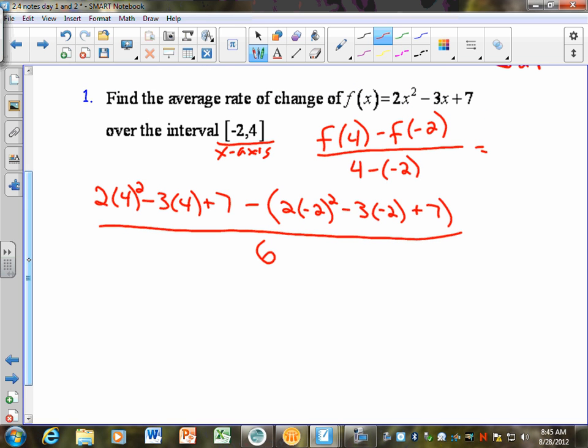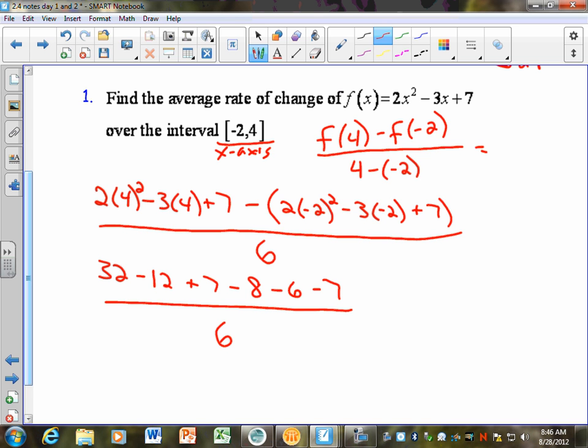So 16 times 2, I think that's going to be 32, minus 12, plus 7. 4 times 2 is 8, but that's going to be minus 8. 6, but it's minus 6. Minus 7. Right, if that's the only step you show me, that's much better than just giving me straight an answer. Again, notice I distributed my negative because that's a big mistake that people make.